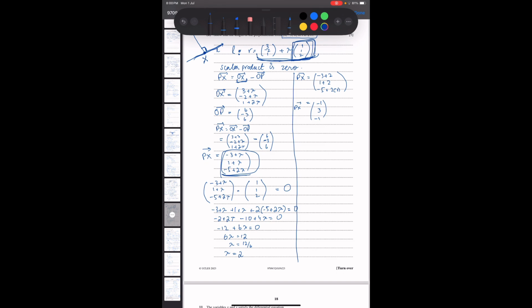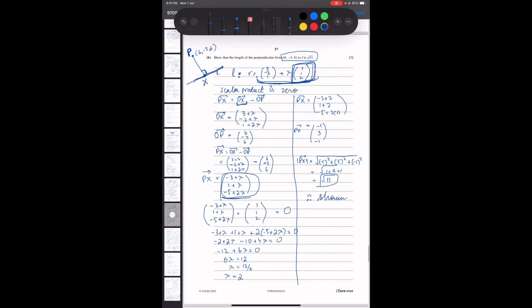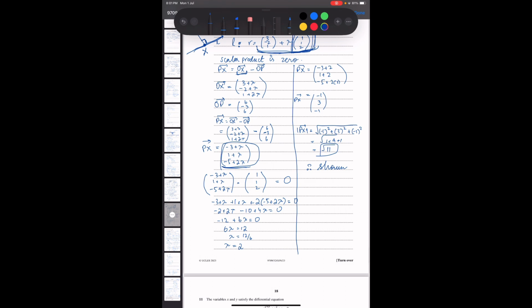Now to find the magnitude of this Px vector, we will do under root of minus 1 squared plus 3 squared plus minus 1 squared. And then the final answer would be 1 plus 9 plus 1, which is under root of 11. Hence we have shown that the magnitude of Px is under root 11. And this was what was written. We are done with this question.